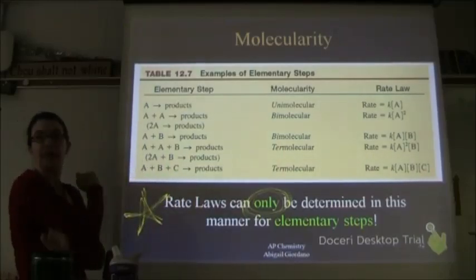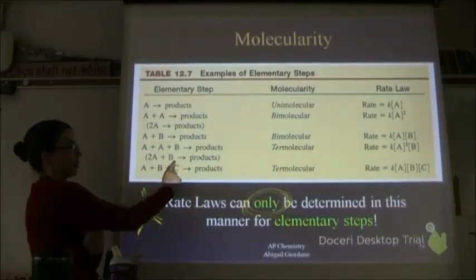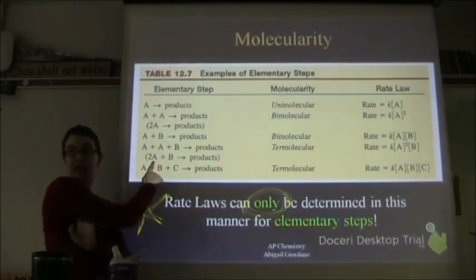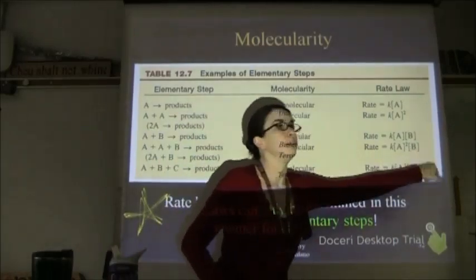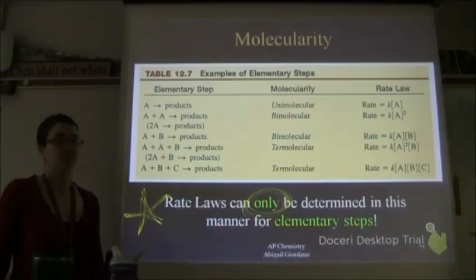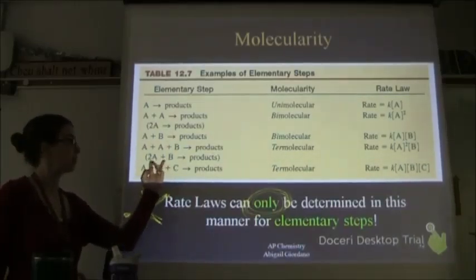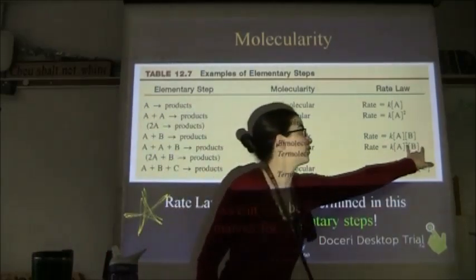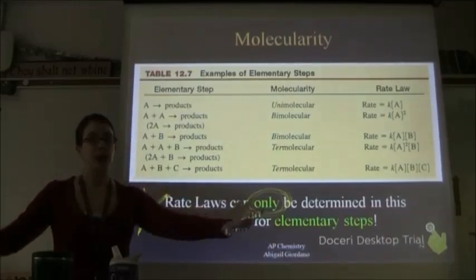If you will notice what they have done, look at this example right here, 2A plus B. They have taken the coefficients from these elementary steps, and the coefficients became the exponents in that rate law. Okay, the coefficients from these elementary steps became the exponents in the rate law. Now, I want you just to kind of stop for a second.